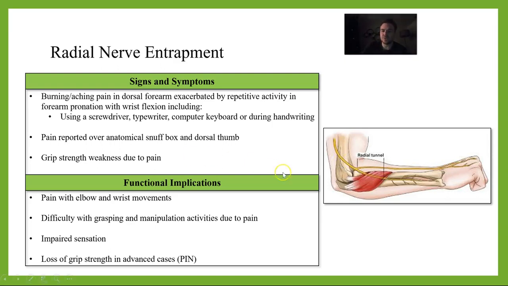So what this picture on the right is showing is the radial nerve coming down. You can see here it branches off and goes deep to the pronator. And this is the posterior interosseous nerve there.